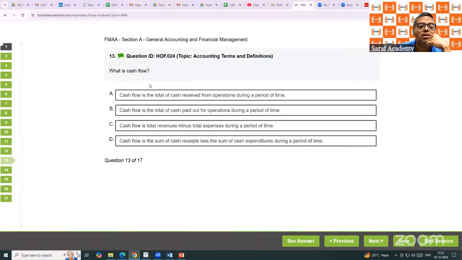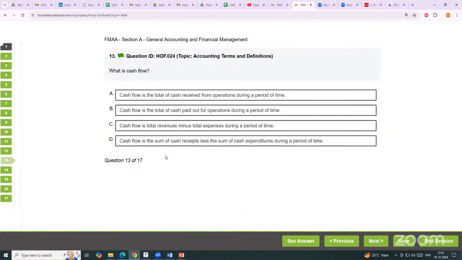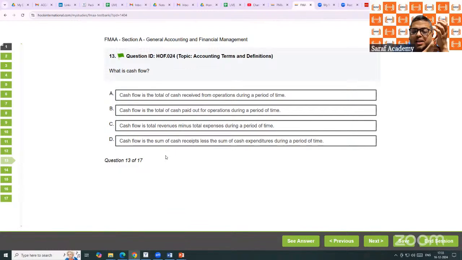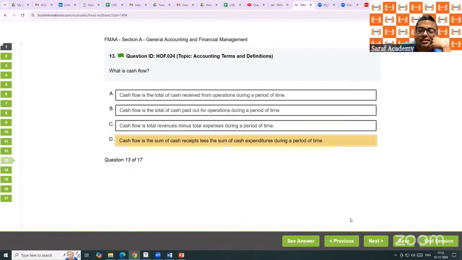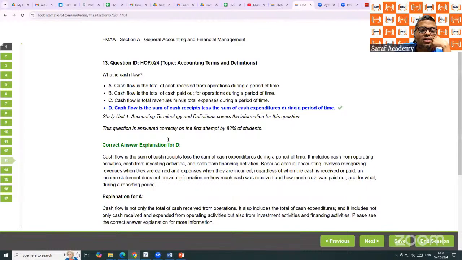Suppose question 13. What is a cash flow? A: Cash flow is the total of cash received from operations during a period of time. B: Cash flow is the total of cash paid out of operations during a period of time. C: Cash flow is the total revenue minus total expenses during a period of time. D: Cash flow is the sum of cash receipts less the sum of cash expenditure during a period of time. D, because it is not only inflow or outflow. A is only inflow, B only outflow, C is P&L account. Yes, D, there is no confusion. Just see the answer. Answer is D.